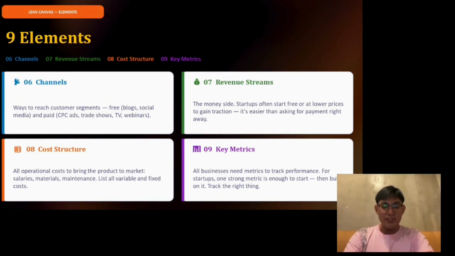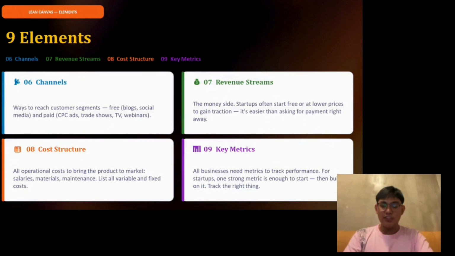Next is the revenue stream, the money side. Startups offer start free or lower prices to gain traction. This is how the business earns money po. For example po, when we are using Canva, it has a 14 days free trial po, and then later on, once the 14 days free trial is over, we will pay either monthly or yearly po. That is a good example of revenue stream or how the business earns money.